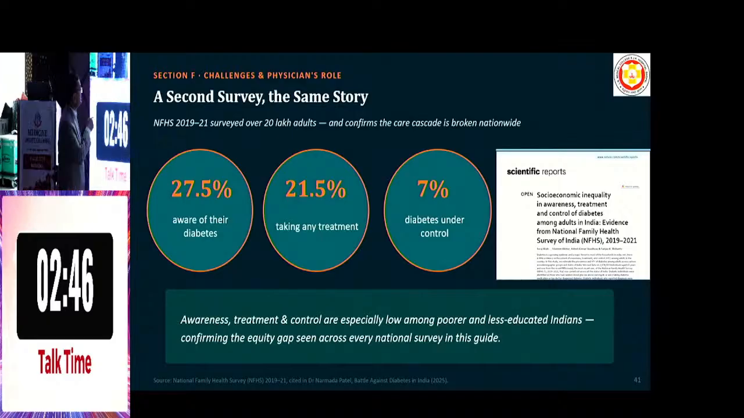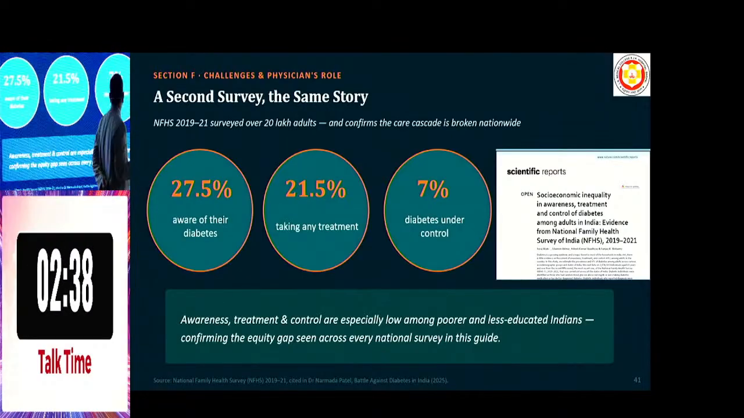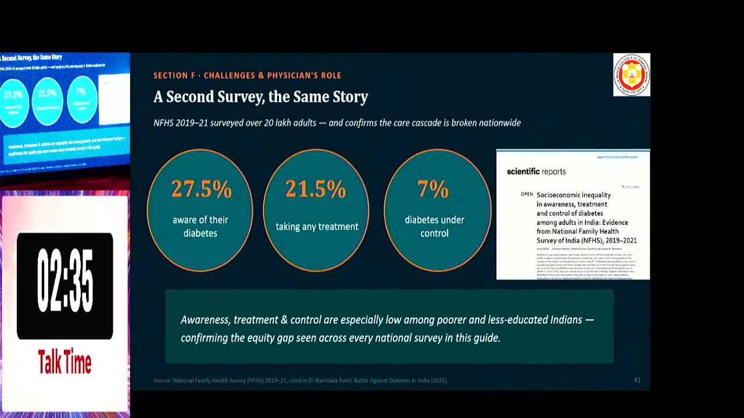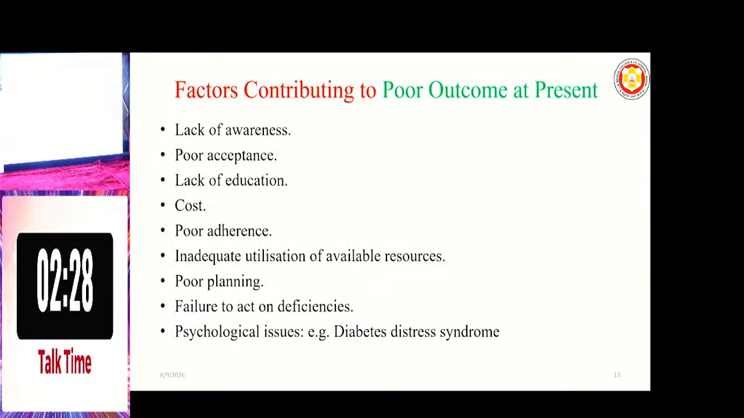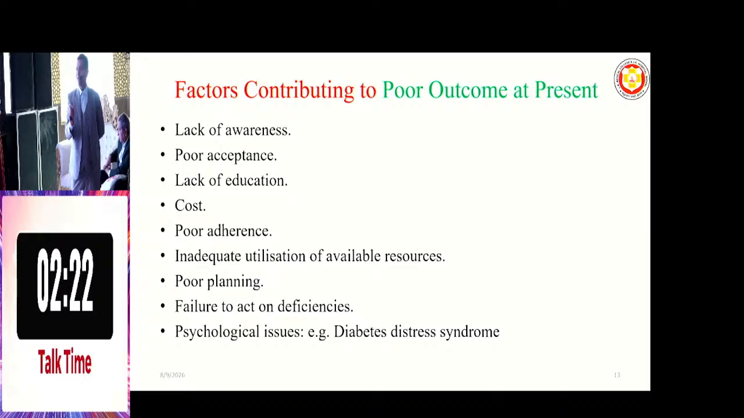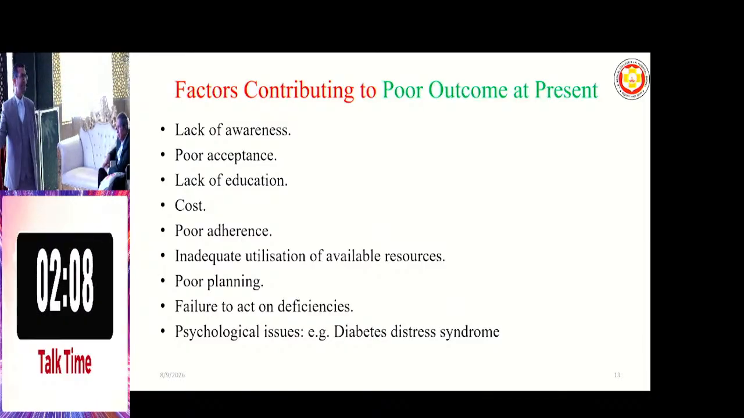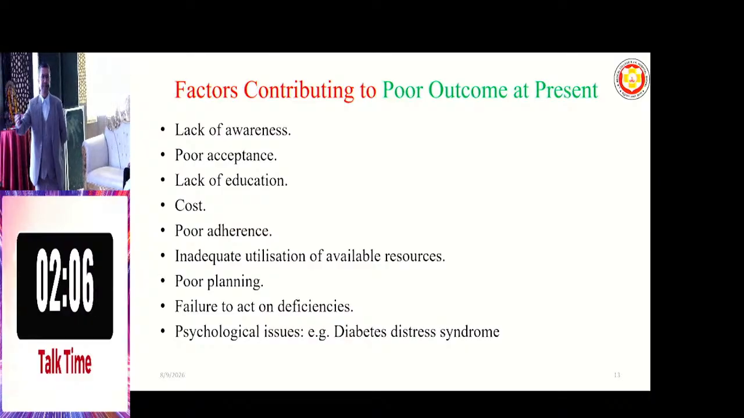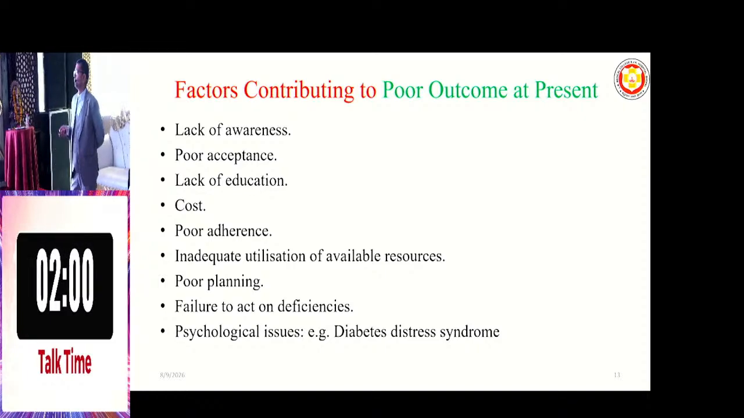So this is the second survey, the National Family Health Survey. It is published there that only 27% of your population is aware of diabetes, 21% of those who were diagnosed are taking treatment, and only 7% are under control. So the factors contributing to poor outcome, why only 7% control, why we are not able to do it, are lack of awareness, poor acceptance. Even if someone is aware, even if you give treatment, they do not follow it. Lack of education, this is the most important thing, and this is the single thing which brings me and my seniors from distant parts of the country to this city of Morena, that we have to work on education. Of course, poor adherence, inadequate utilization of available resources.